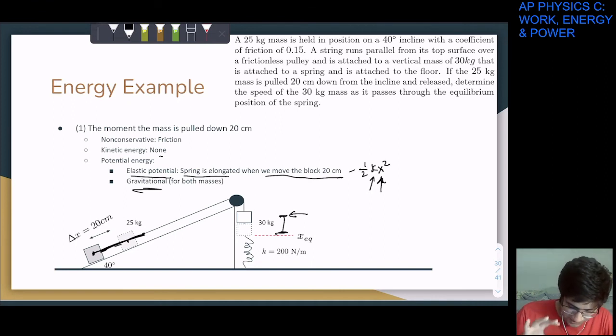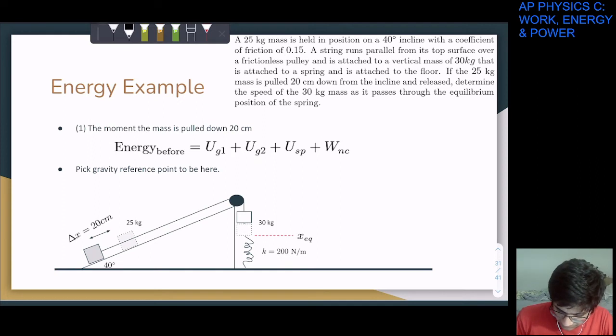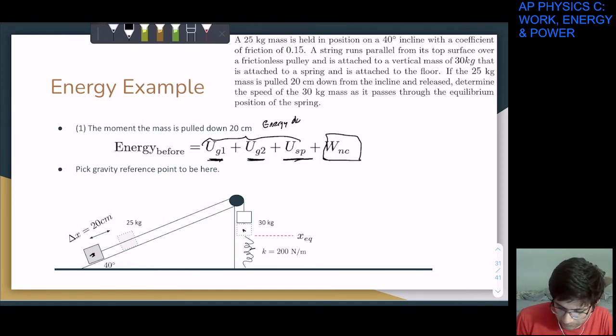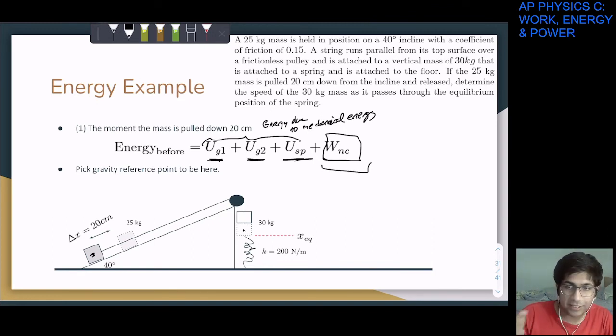But the main idea here is that in this first stage, we know our friction is our non-conservative force that'll give us our non-conservative work, and we know our total energy is going to be due to only our elastic potential and gravitational potential. And let's just write it out. So UG1, gravitational potential for this, UG2, USP due to the spring, and plus our work, non-conservative. So actually, technically this here is our mechanical energy, and this here is our non-conservative work. And remember, mechanical energy is potential and kinetic, but we don't have any kinetic, so it's just potential.